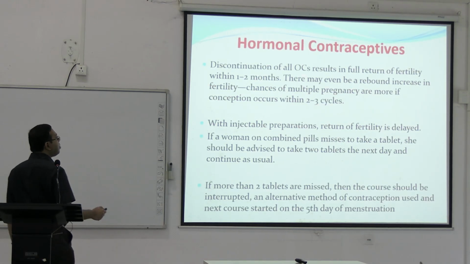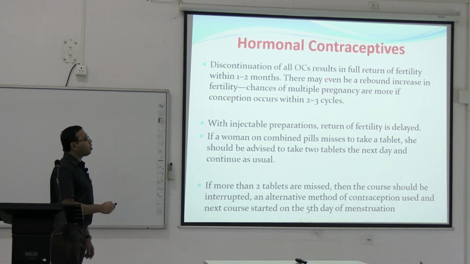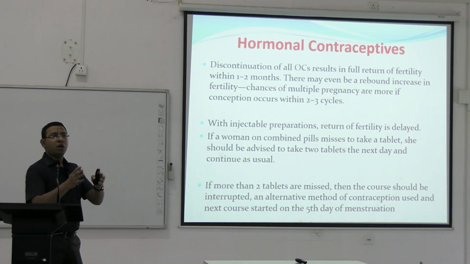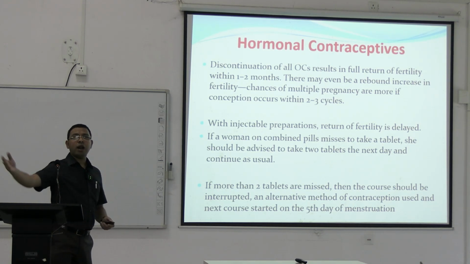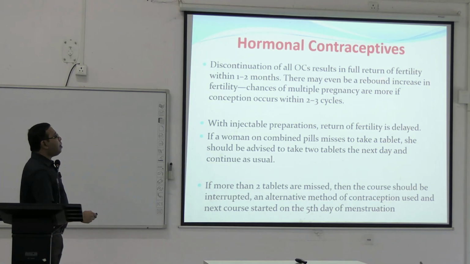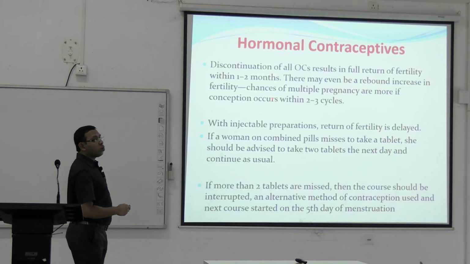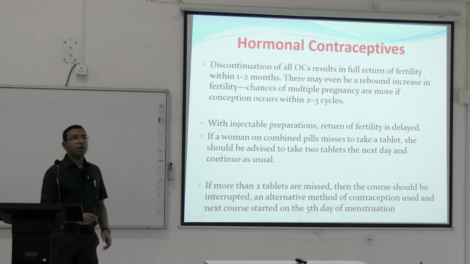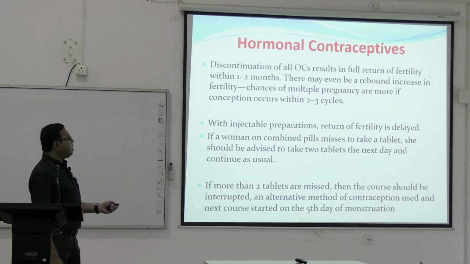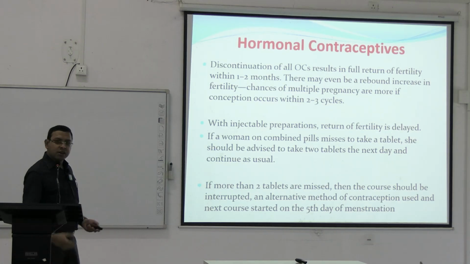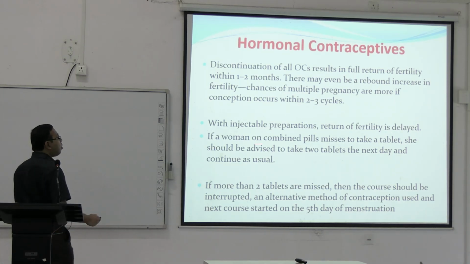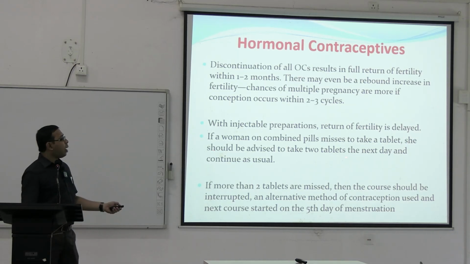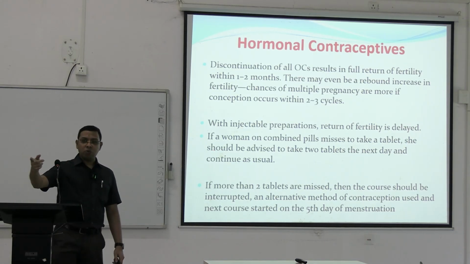With hormonal contraceptives, discontinuation of all oral contraceptives results in return of the fertility usually within 1 to 2 months. There may be even a rebound increase in fertility. So chances of multiple pregnancy are more if conception occurs within 2 to 3 cycles of this. With injectable preparations, return of the fertility is delayed. Already we have seen, if a woman on a combined pill misses a tablet, she should be advised to take 2 tablets the next day and continue as usual.